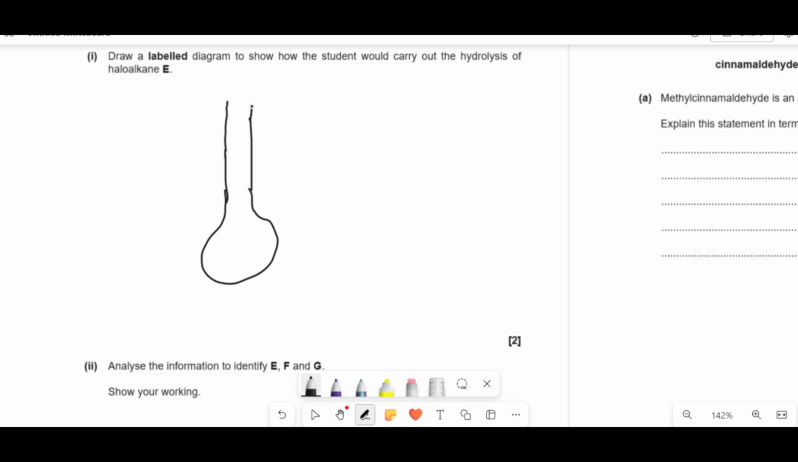The top is just going to be open like this because we don't want it to explode, as that's dangerous. Then we draw a condenser like this, with water in at the bottom and water out at the top so it doesn't accumulate. The whole point is that we're keeping cold water moving throughout the whole system, right? Then we need to draw the arrow for heat and label this. This is a round bottom flask.